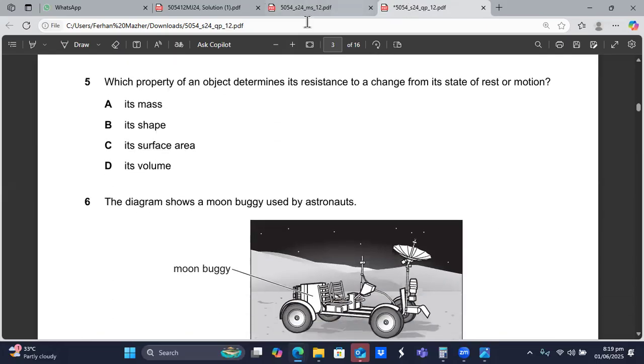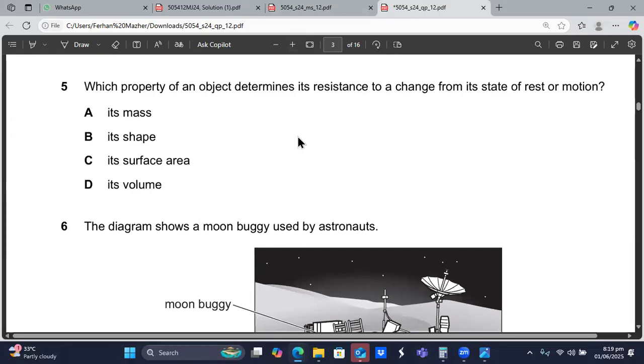Question number 5 coming up on your screen. Which property of an object determines its resistance to a change from its state of rest or motion? This is a very famous property of anybody who has mass. We call it inertia. And inertia is the opposition to any change in the state of motion. So if a body is at rest, it tries to remain at rest. If a body is in motion, it tries to remain in that motion. So we call it inertia. Inertia depends upon the mass.